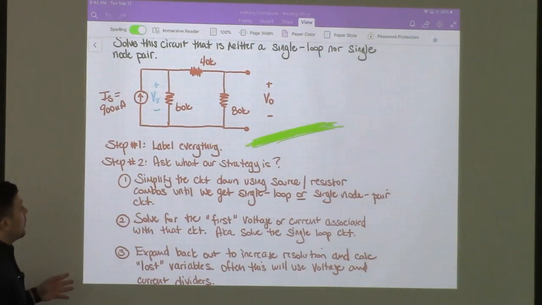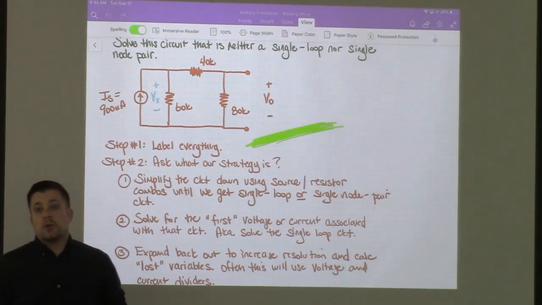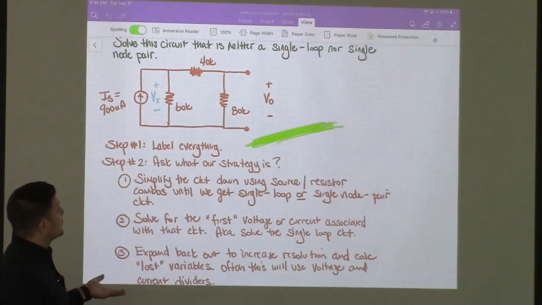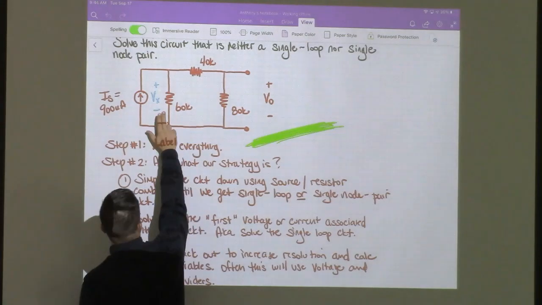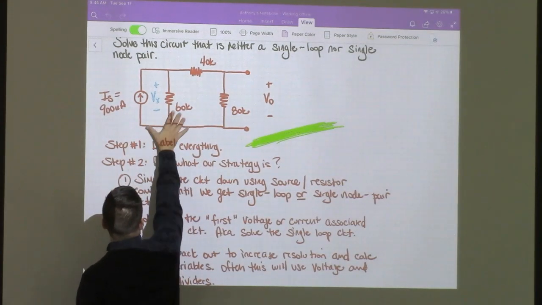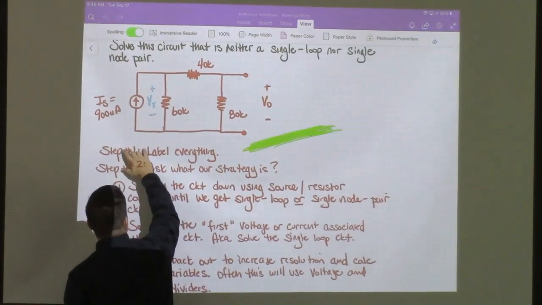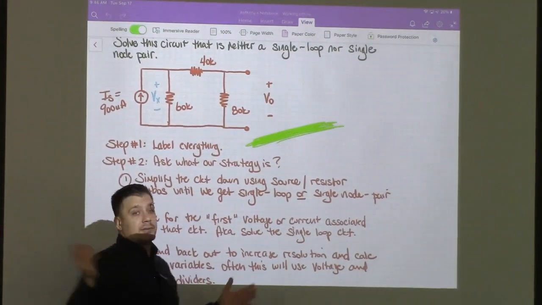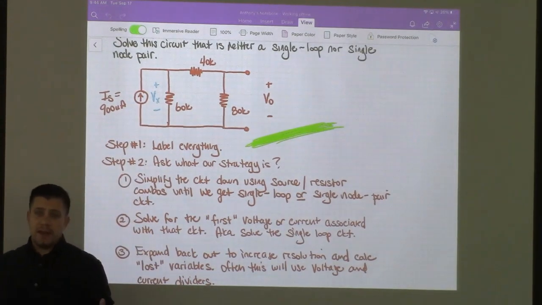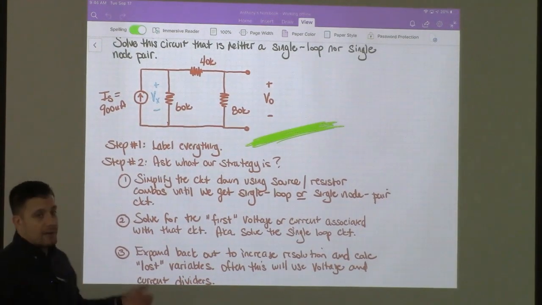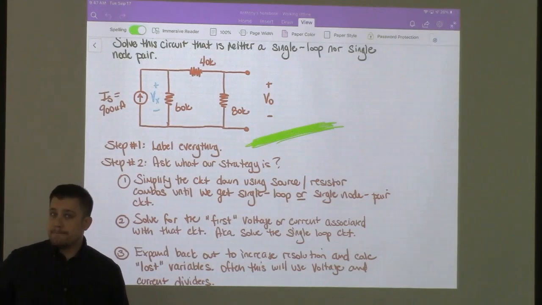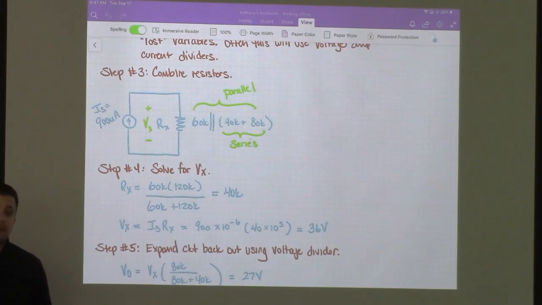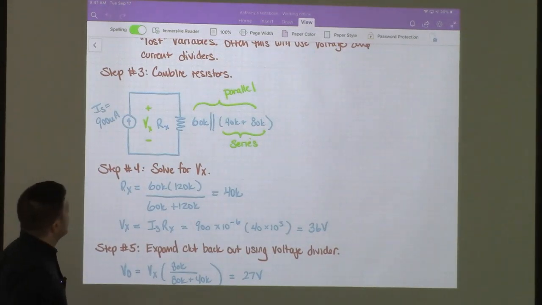Okay, so we can use a voltage divider in order to expand that back out, right? Because once we divide the two resistors, we will have already found out what Vx is. And so if we imagine this as a voltage source, because it is a known voltage, then that voltage is applied to a voltage divider, and we'll end up with 80 over 120 times whatever Vx is.